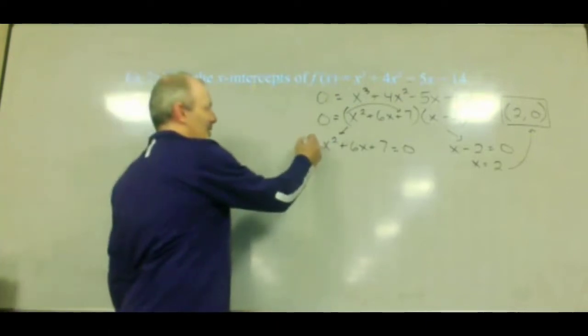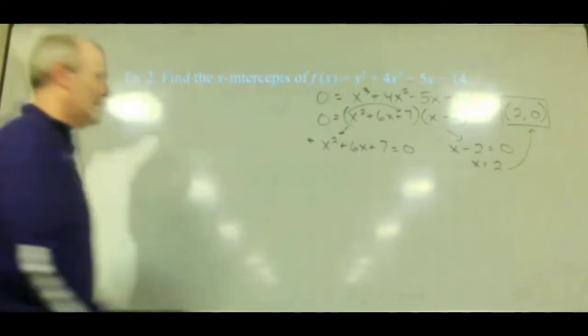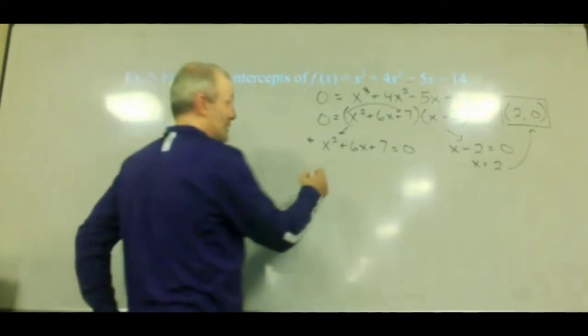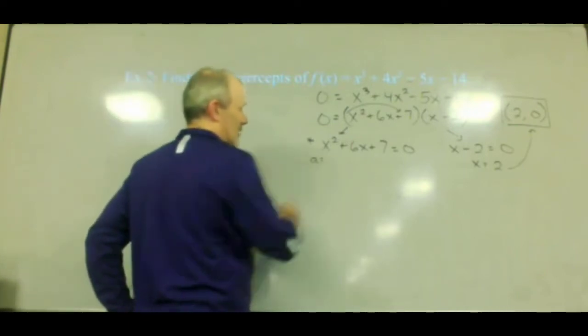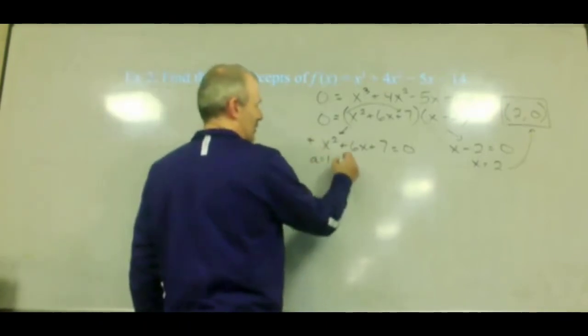Now we've got to go deal with this one, and we already said we can't factor it. So let's identify the A, B, and C values for our quadratic formula. What is the A value for this? 1. If there's no number written, it's automatically a 1. What's the B value?